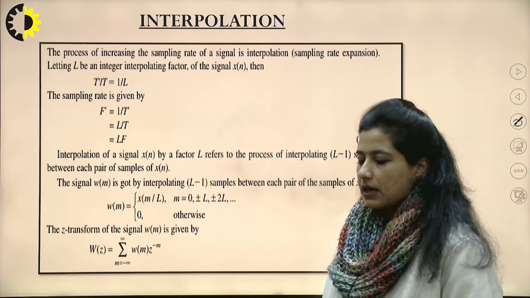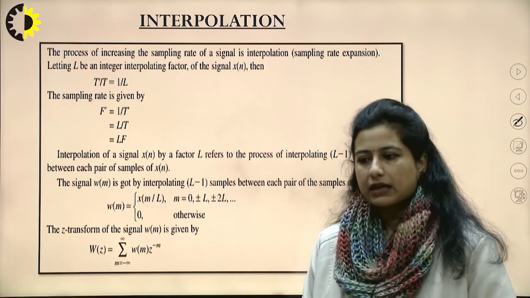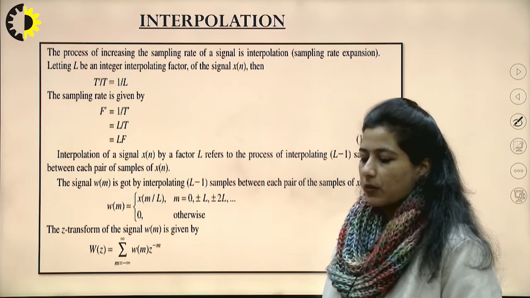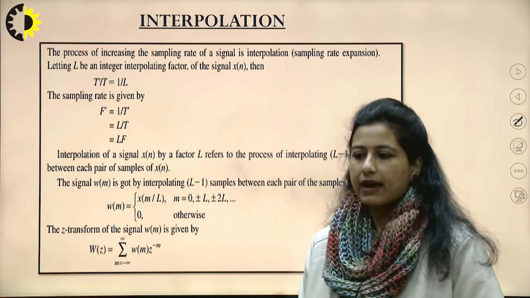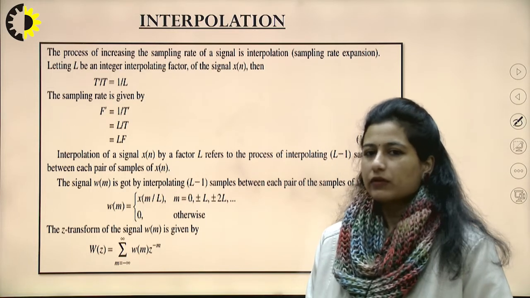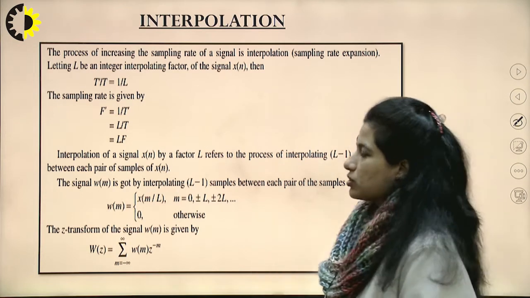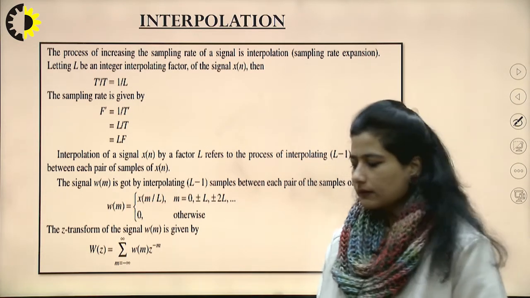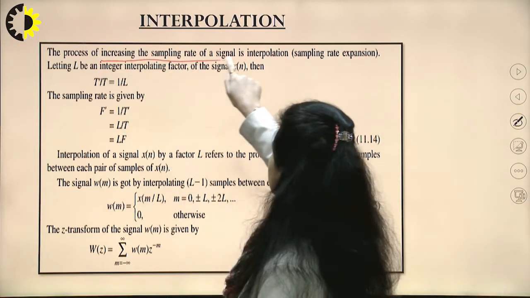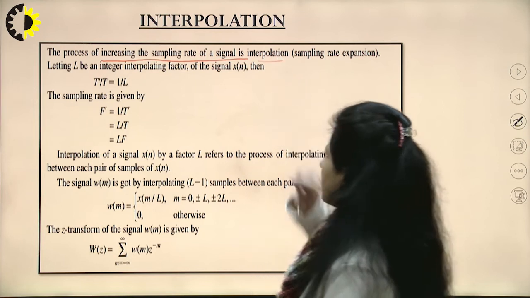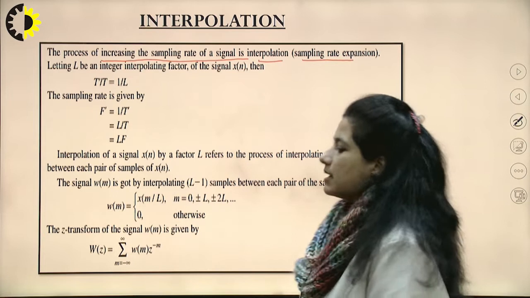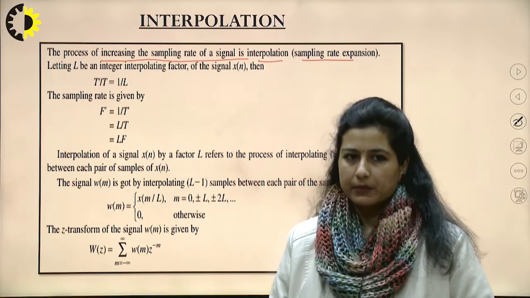Similarly, for a given signal of frequency, say f, I may need to increase the number of samples. I need a sampling frequency of, say, 48 kilohertz and I already have a signal with a sampling frequency of, say, 34 kilohertz. To increase the number of samples, this technique called interpolation is implemented. This process of increasing the sampling rate of a signal is called interpolation, or sampling rate expansion. Sometimes I also call it an upsampler.